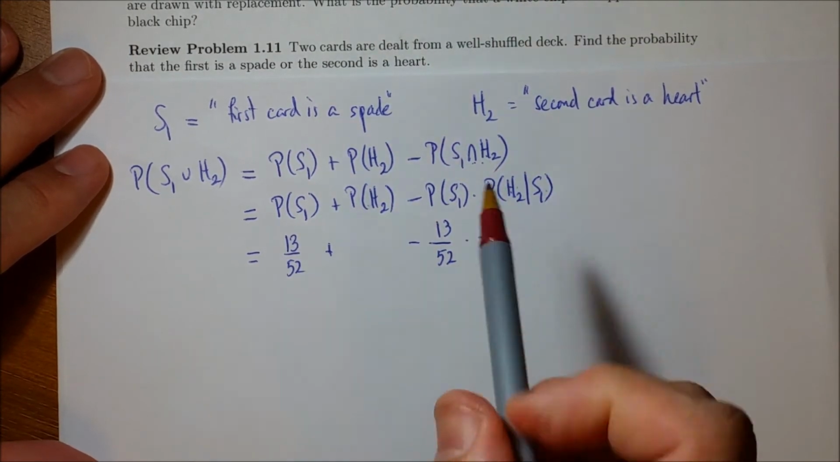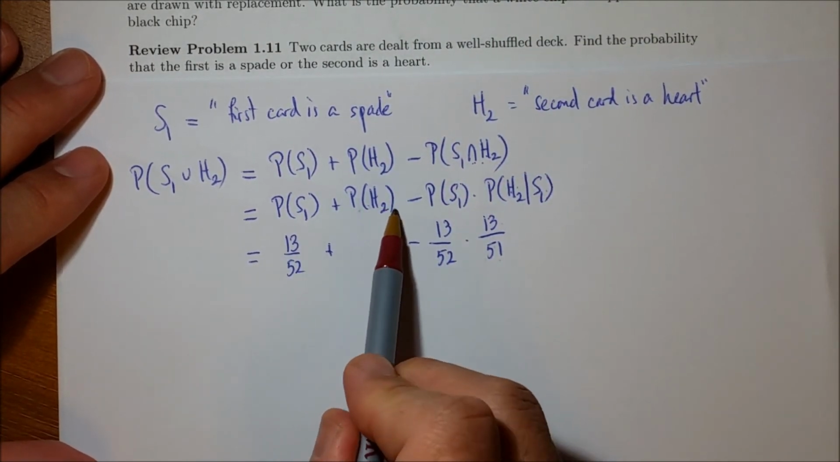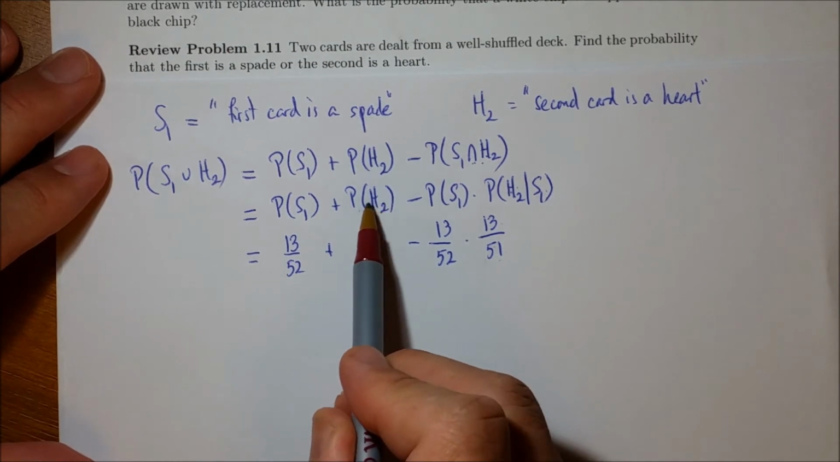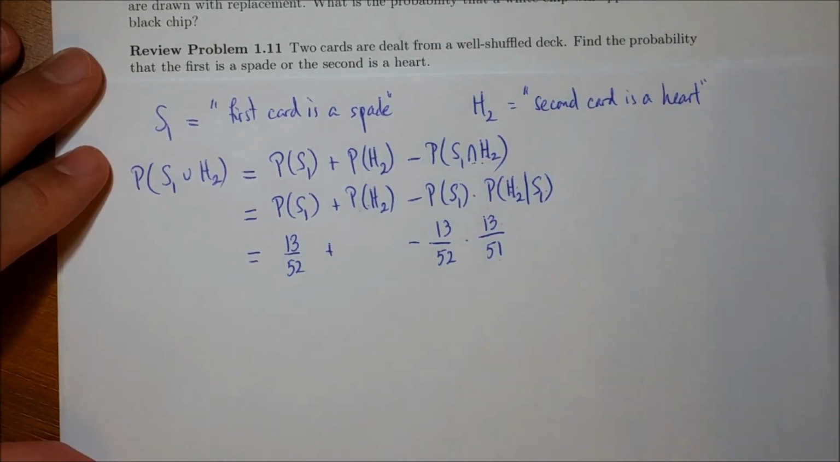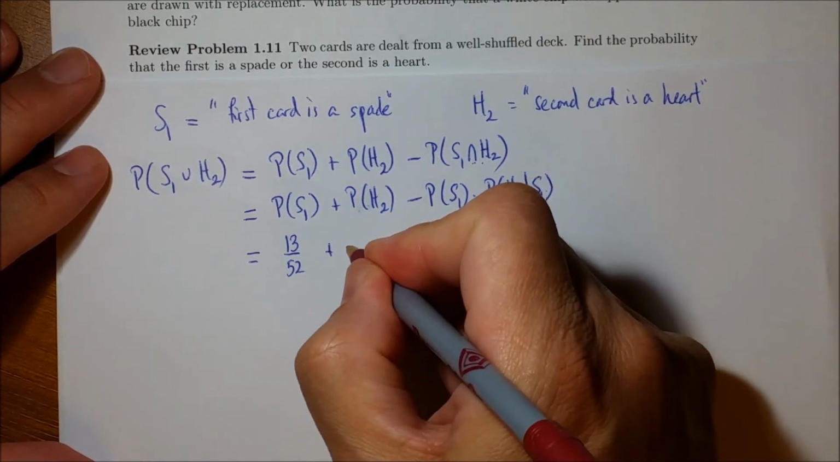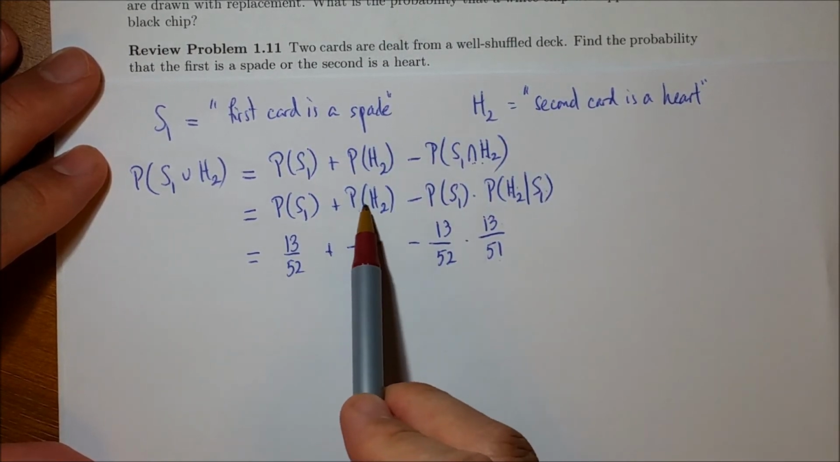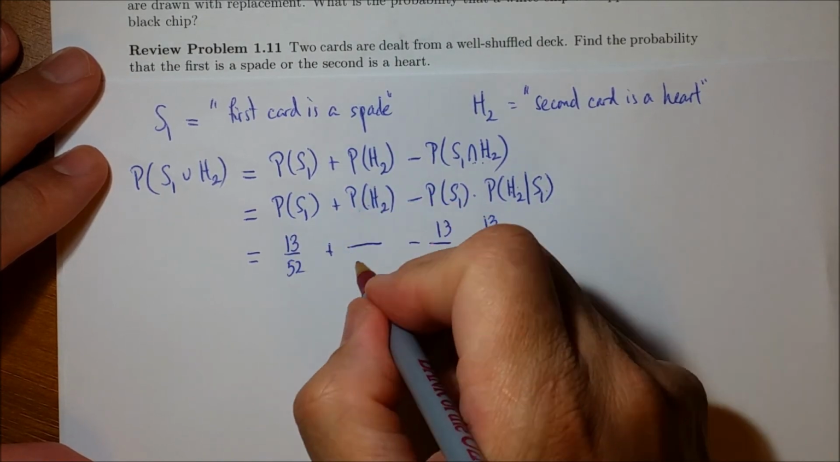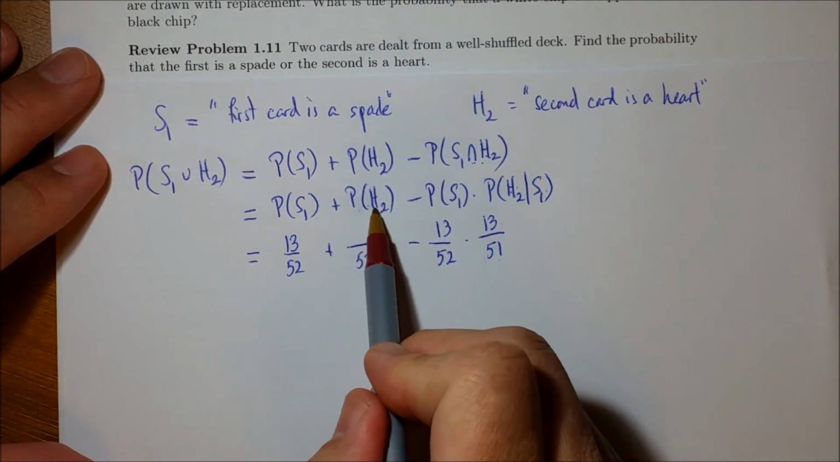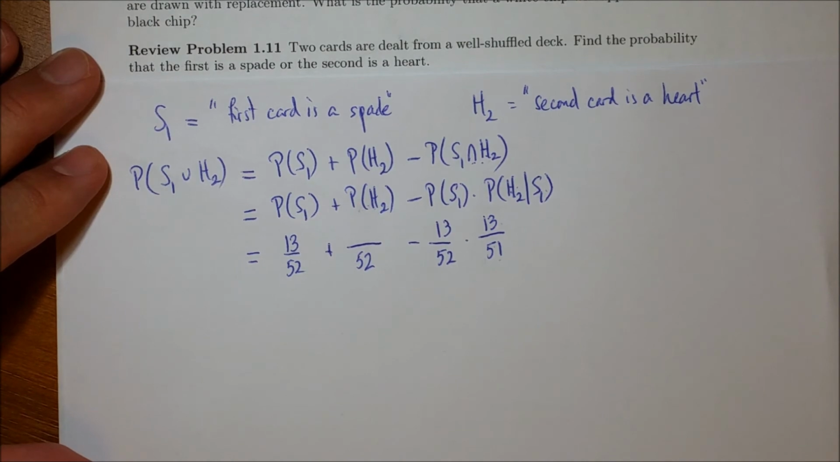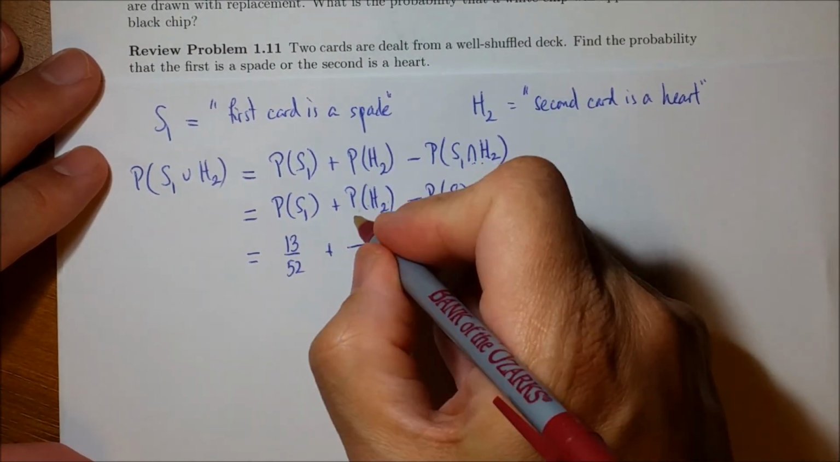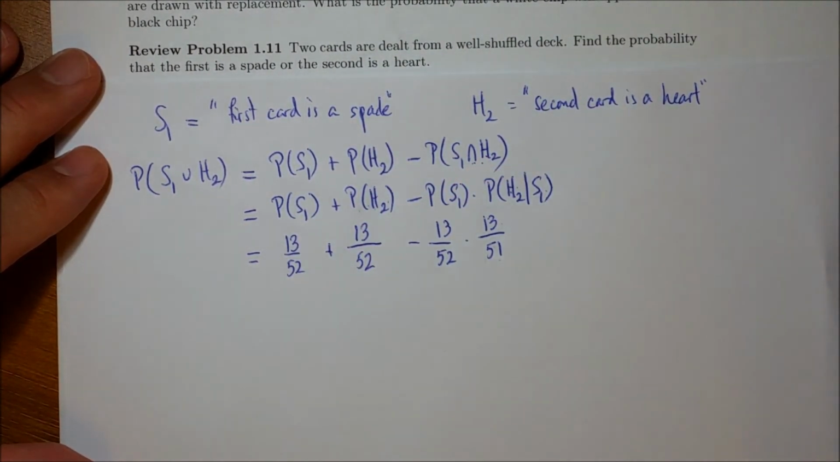Now let's turn to this one. What is the probability the second card is a heart? Now notice that in between these two parentheses, there are no assumptions about what the first card is. There are no assumptions about the first card. So there are 52 possibilities over here for what the first card could be. I'm sorry, what the second card could be, and of those, 13 are hearts.